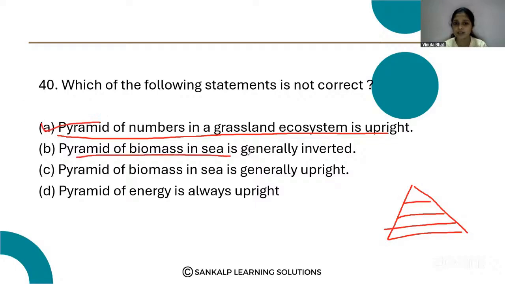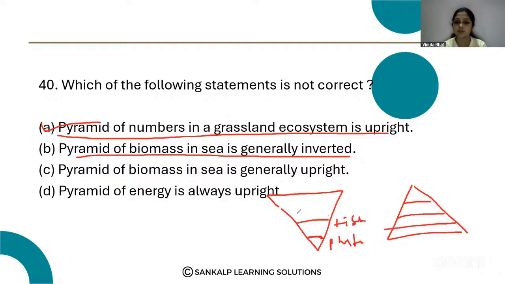Pyramid of biomass in a sea is generally inverted. In the sea ecosystem, the producers are phytoplankton, small algae. Then the fishes feed on these phytoplankton, then larger fishes. So here the biomass of phytoplankton is low, the fishes' is higher, and the larger fishes' is higher still. So pyramid of biomass in a sea is generally inverted. That is also a correct one. Pyramid of biomass in a sea is generally upright. So this is the wrong one.